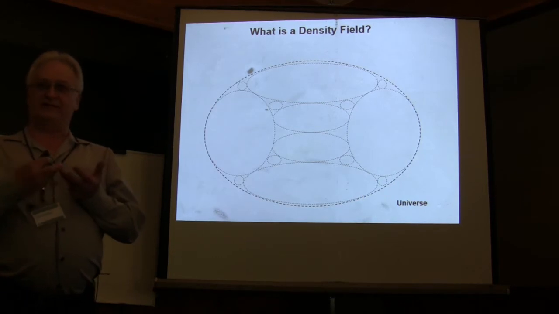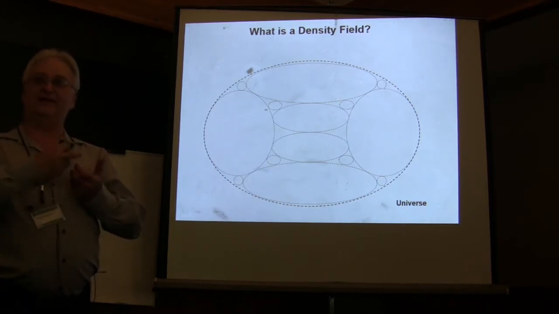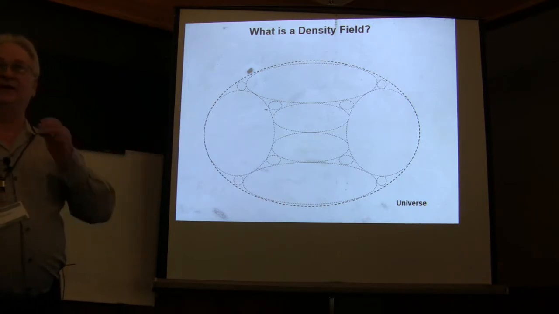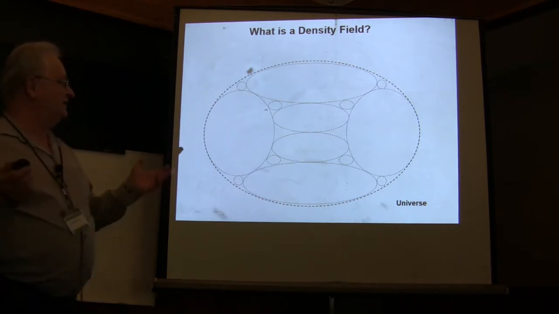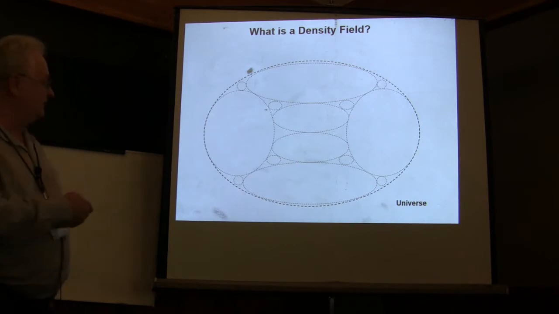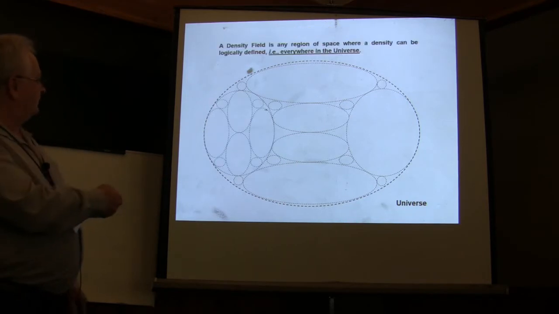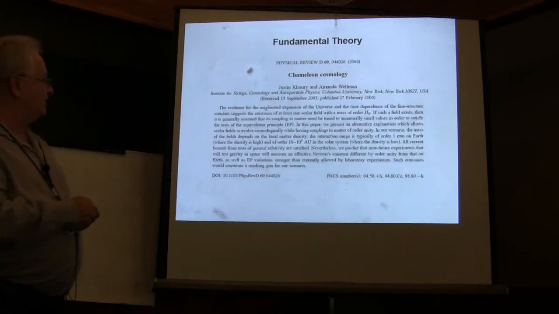It can be solid masses with gases. It can contain anything. It can contain space itself. So the density field is just everything in the universe. And then I broke it up into smaller pieces. So everywhere in the universe is a density field.